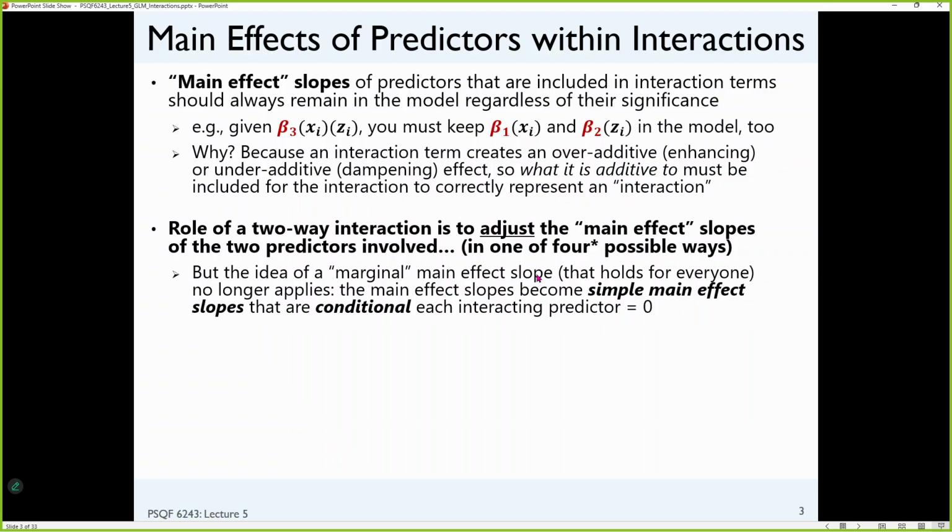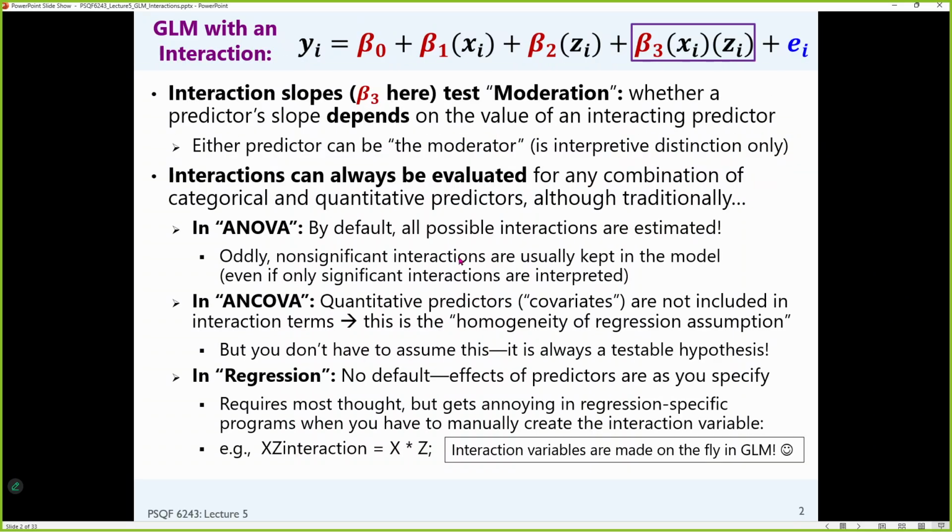The trick is to identify what the interaction is doing and to recognize that its role in the model is not to predict y. Its role in the model is to predict each of the slopes that then predicts y. So let me go back to the equation here.